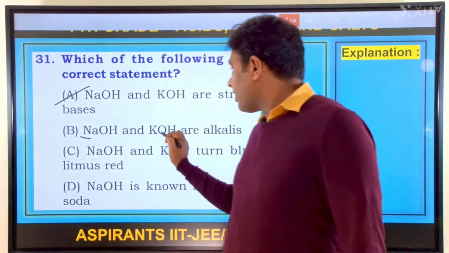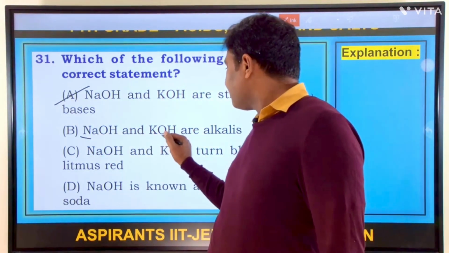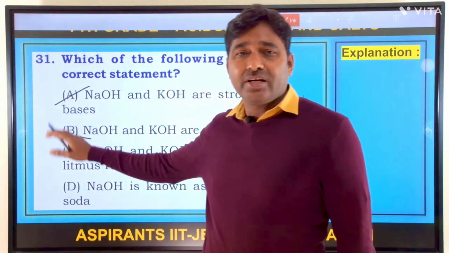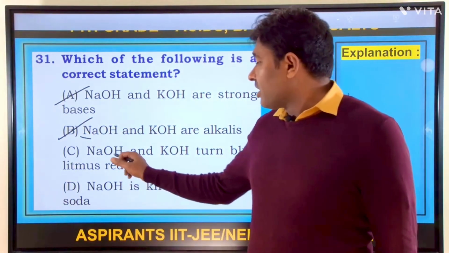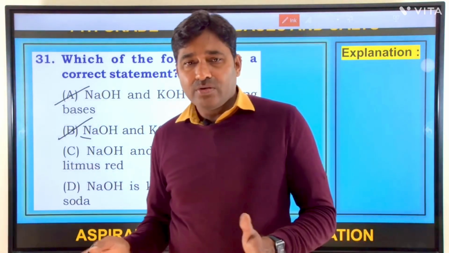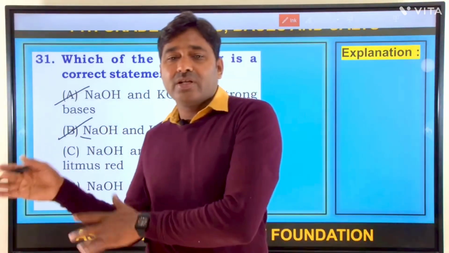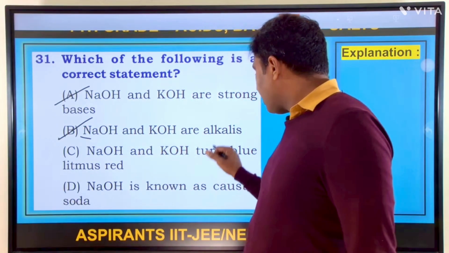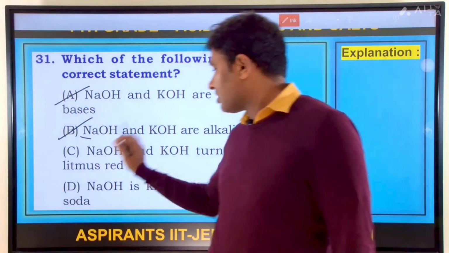Next, sodium hydroxide and potassium hydroxide are alkalis. As we just discussed, because they are completely dissolved in water, they are considered alkalis. Now, sodium hydroxide and potassium hydroxide turn blue litmus to red. No. Blue litmus paper turns red in acidic media, and red litmus paper turns blue in basic media. So these two are alkalis, meaning bases. In bases, red litmus paper turns blue, not blue litmus paper into red. So this is an incorrect option.